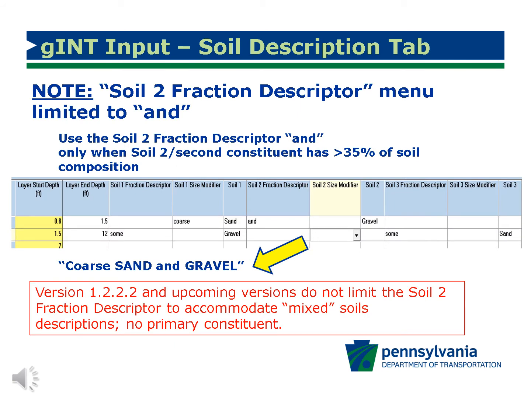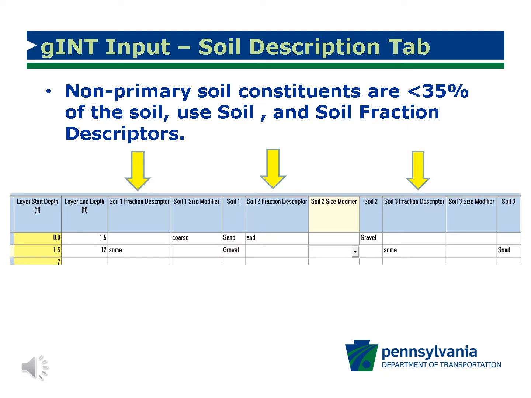Users should enter the soil fraction descriptor only when Soil2, the second constituent, comprises greater than 35% of the soil being described. For non-primary soil constituents, that is, for those constituents each comprising less than 35% of the soil, enter soil 3, 4, or 5 as applicable, and the soil fraction descriptor 3, 4, or 5 as applicable.